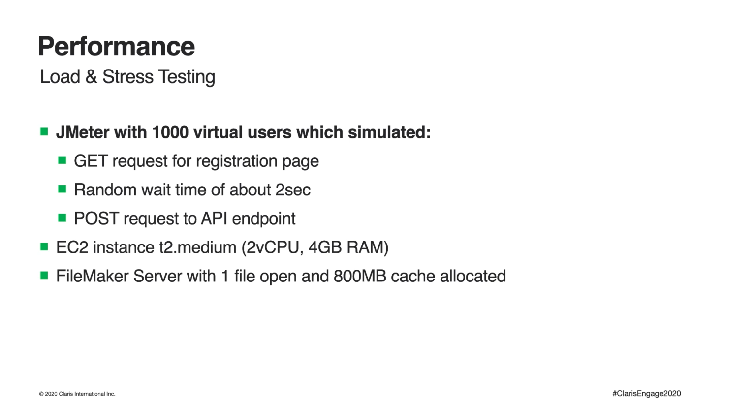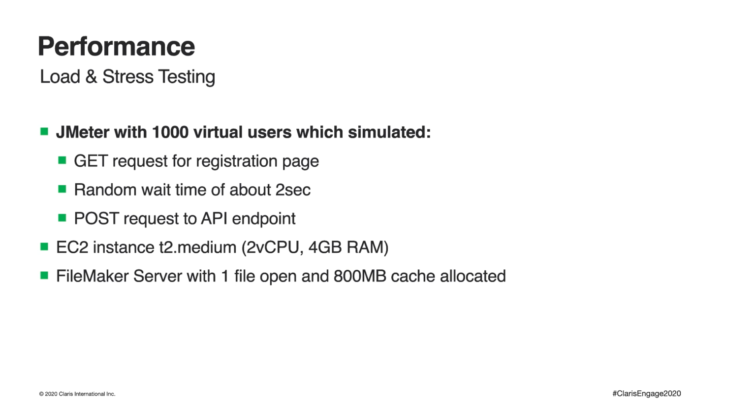In terms of performance, I use a tool called JMeter, where I could simulate 1,000 virtual users. These users could be ramped up over a specified period of time. The simulation was basically a GET request for the registration form page, a random wait time of about 2 seconds for the user to think about the form, and then a POST request to the API endpoint to simulate the form submission. The server I used for FileMaker was an EC2 instance, T2 medium to be exact.